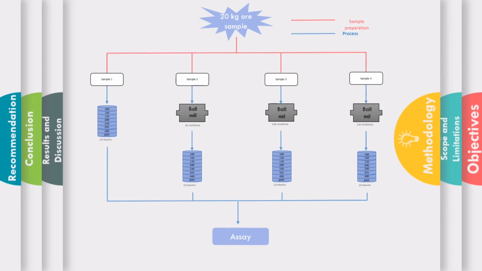The second sample will undergo ball mill for 70 revolutions before being put to the sieve shaker for 25 minutes. It is weighed per sieve stack and sent for chemical analysis. The third sample will undergo ball mill for 140 revolutions before being put to the sieve shaker for 25 minutes. It is weighed per sieve stack and sent for chemical analysis. The fourth sample will undergo ball mill for 210 revolutions before undergoing the sieve shaker for 25 minutes, weighed per sieve stack and sent for chemical analysis.